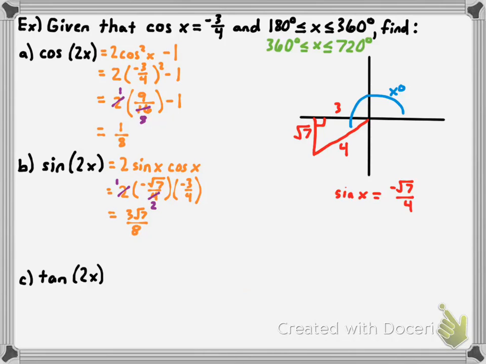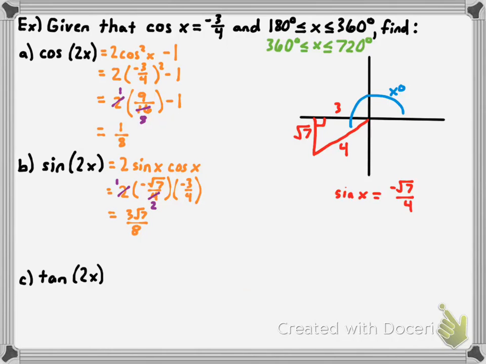Now, where I'm going with this ultimately is I want you to understand whether the sine of 2x or cosine of 2x should be positive or negative based on the original angle. And it turns out just doubling the boundaries of x here didn't help me figure that out, because it could be anywhere between 360 and 720. You can have positive cosines and positive sines, negative cosines and negative sines from that range.